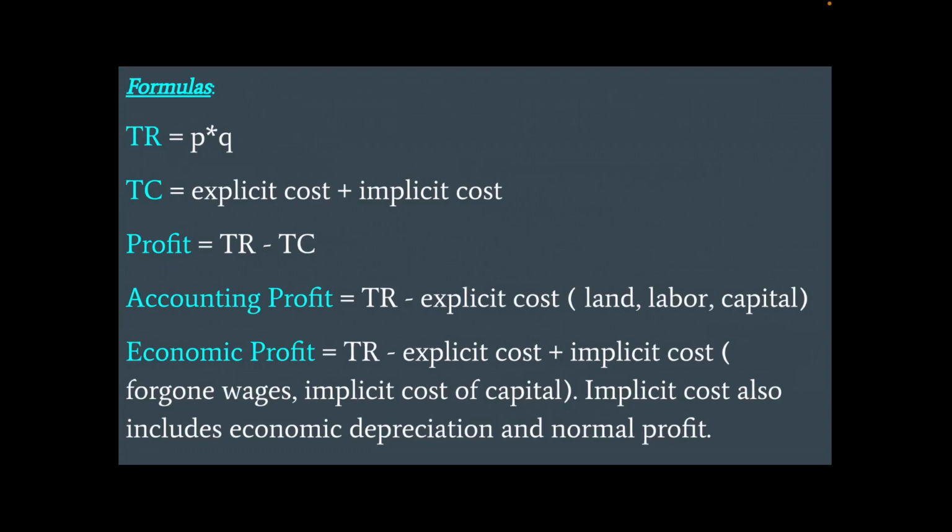These are formulas. TR, or the total revenue, equals price times quantity sold, and total cost equals explicit cost plus implicit cost. Profit equals total revenue minus total cost. Accounting profit is TR minus explicit cost, and economic profit is TR minus explicit cost plus implicit cost, that is foregone wages, implicit cost of capital. Implicit cost also includes economic depreciation and normal profit.